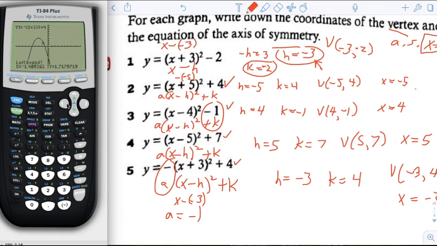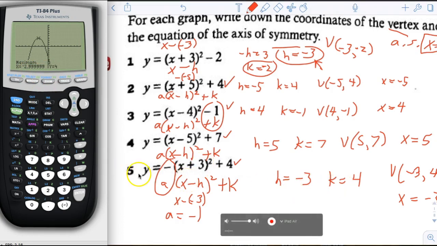Okay. So now I'm looking for the left limit. That's to the left of the vertex. It's right there. Enter. I'm looking for the right limit. I'm going a little bit to the right of the vertex. Let's stop right there. And then it asks me for a guess, which doesn't really matter because there's only one maximum point here anyway. And it gives me -3, 4, which I already know is the answer for number 5. Okay? Now we're really done.